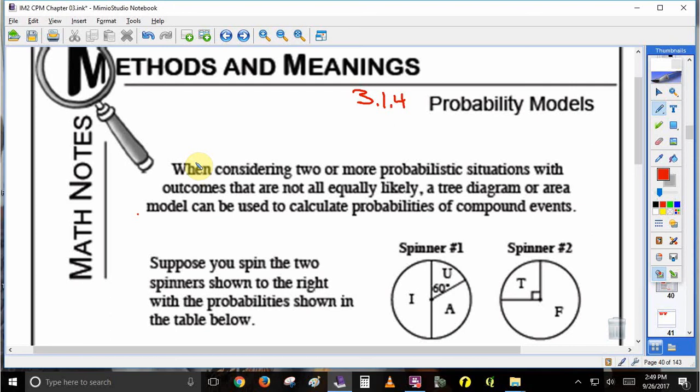Alright folks, welcome back to another Math Notes. We're going to look at probability models today. This is section 3.1.4.